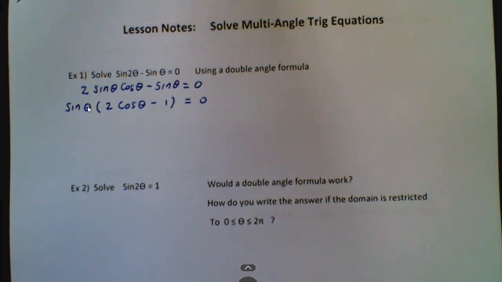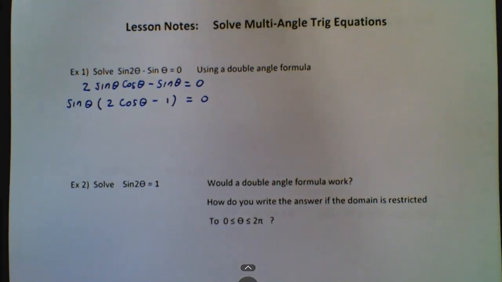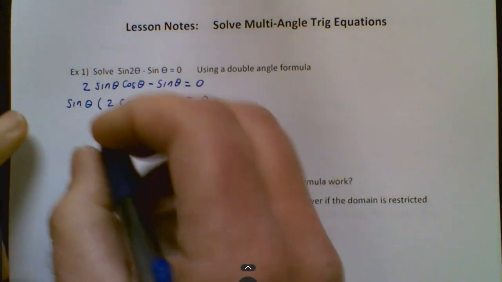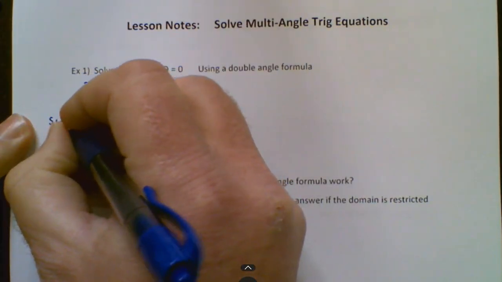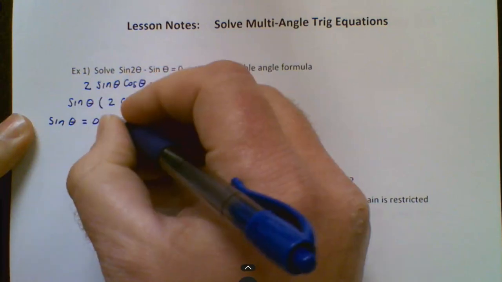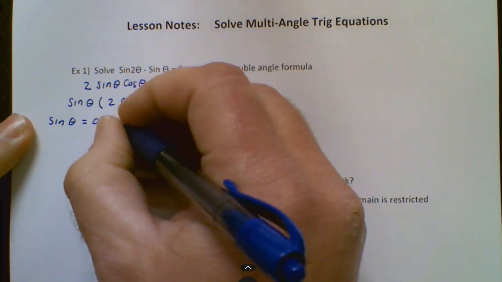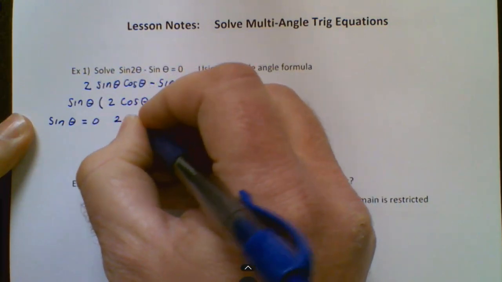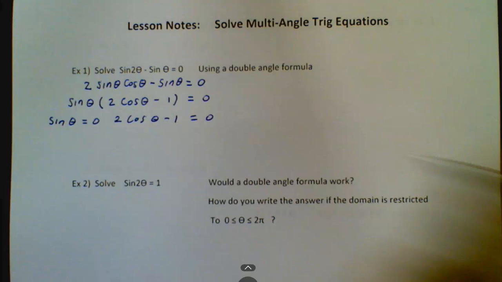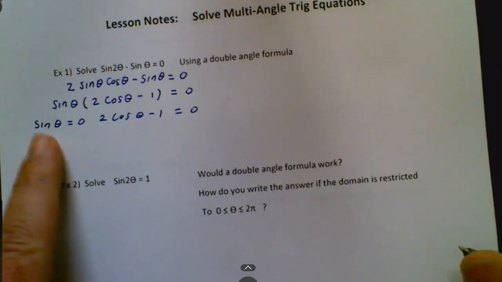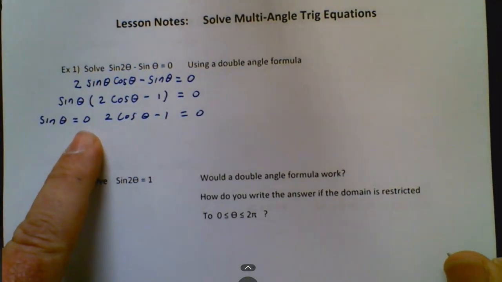So it looks like this, and now that we factored it, we could set each factor equal to 0 and solve them separately. So we could say the sine of theta equals 0. We can say 2 cosine theta minus 1 equals 0. And then we'll just solve them separately. So the sine of what angle is 0?